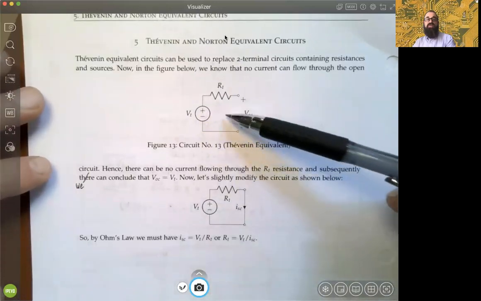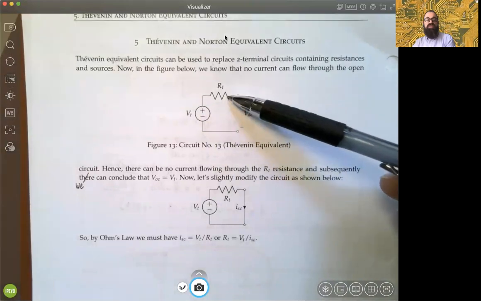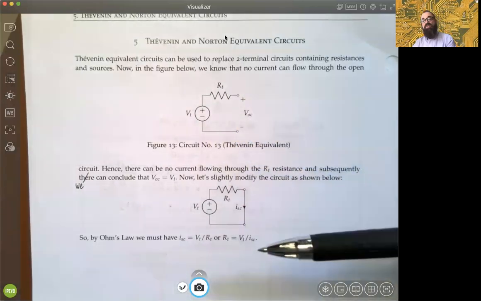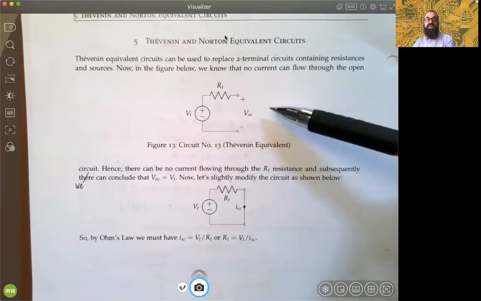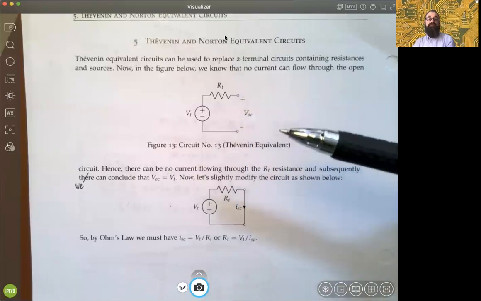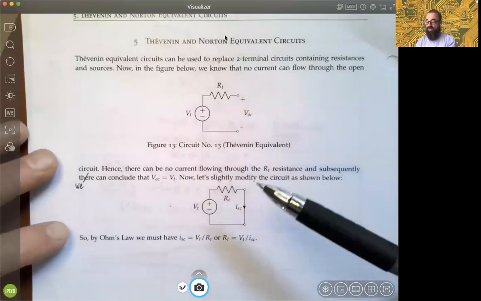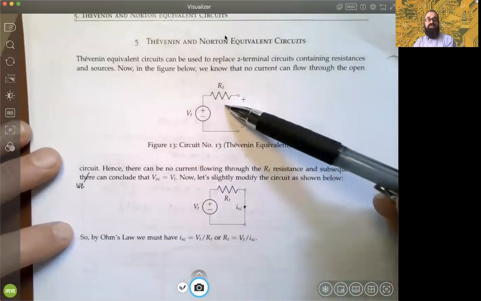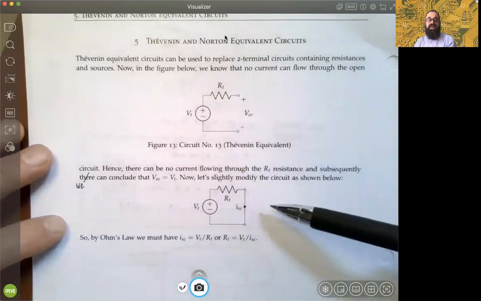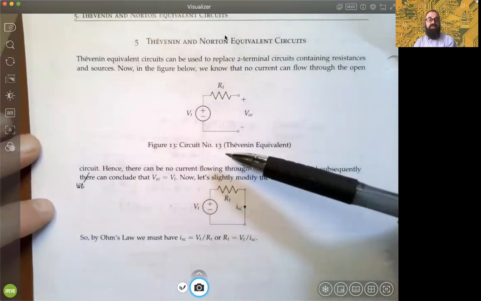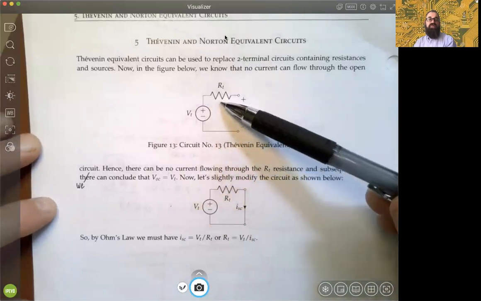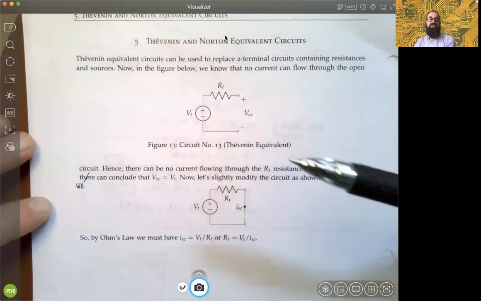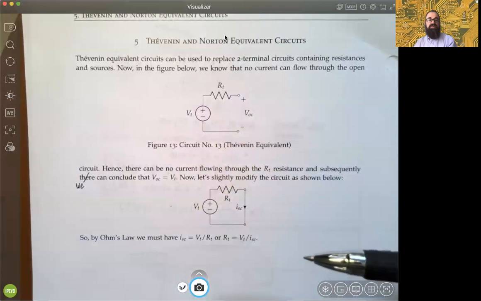So this represents how much energy absorption you're getting and generating, and what voltage you can generate across the open terminals, and perhaps you're going to connect other devices to those terminals, okay? So again, there can be no current flowing through the RT resistance, all right? So there's no current flowing through here. And subsequently, you could conclude that if there's no current here, then this voltage source, VT, has to be exactly the open circuit voltage, okay?